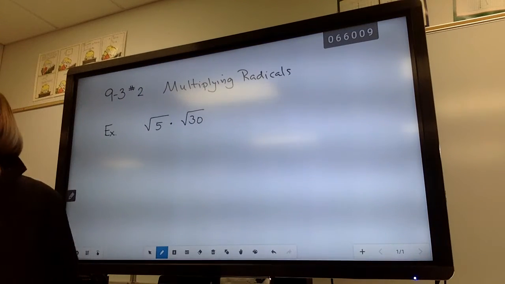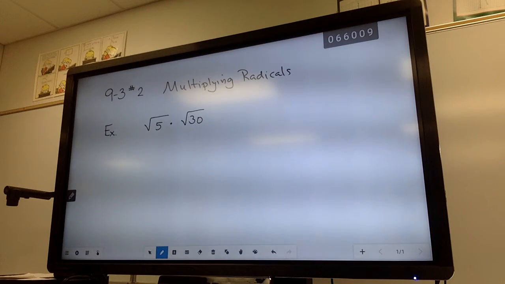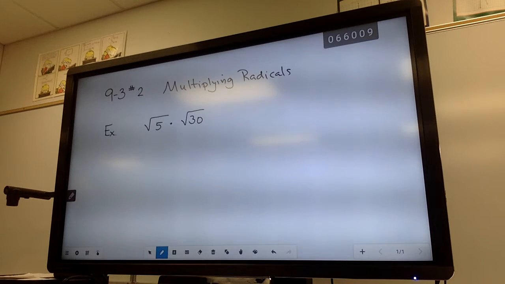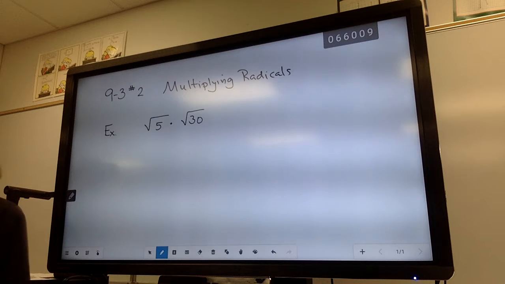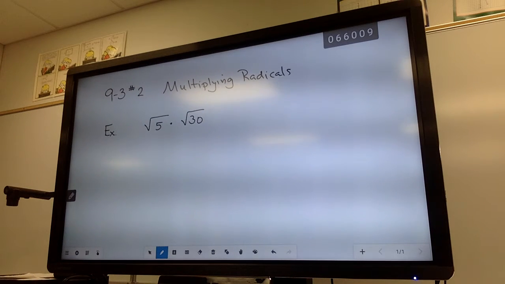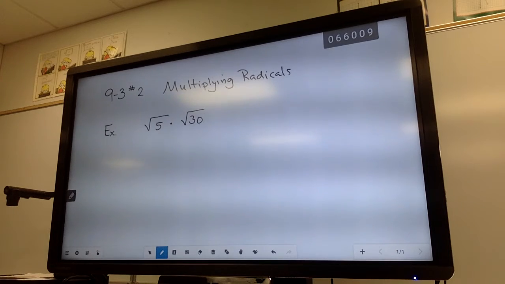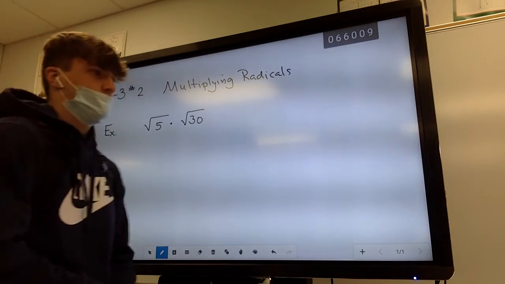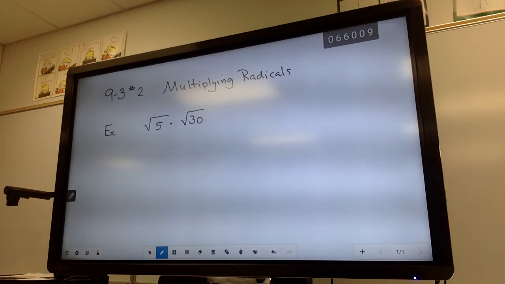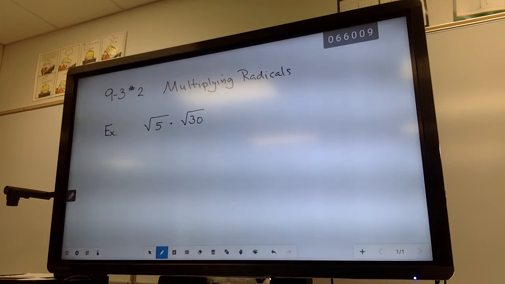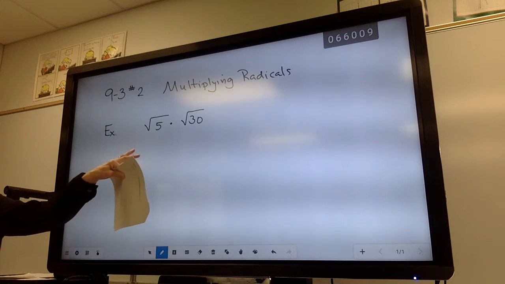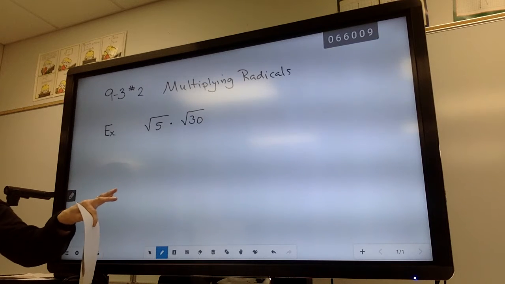Now we're going to look at how we multiply radicals together. Okay, so I've got the square root of 5 times the square root of 30. And I want you to think radicals are very similar to working with variables. When I was talking about adding or subtracting, like 2x squared and 4x to the 5th, we had to have like terms. So if we were to add or subtract radicals, they have to be like radicals.